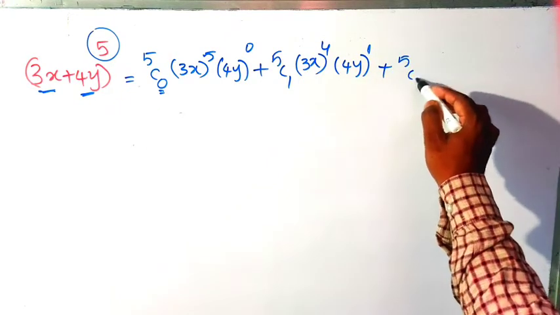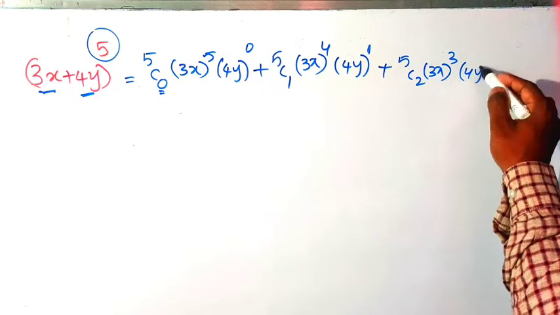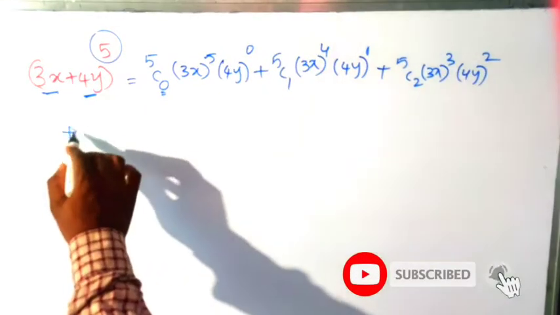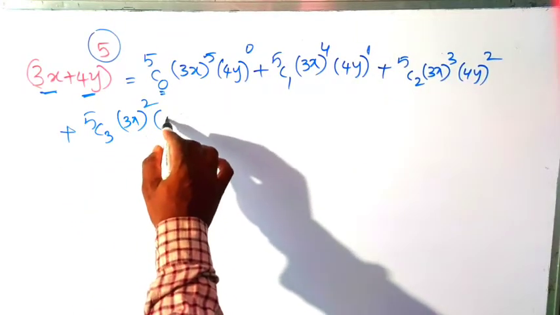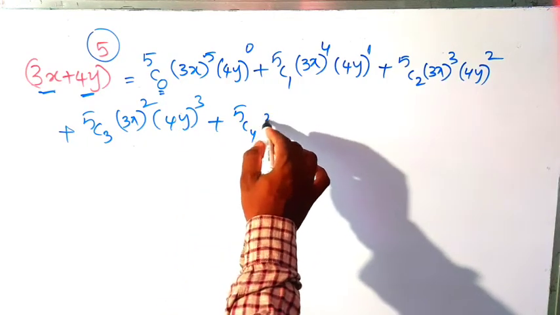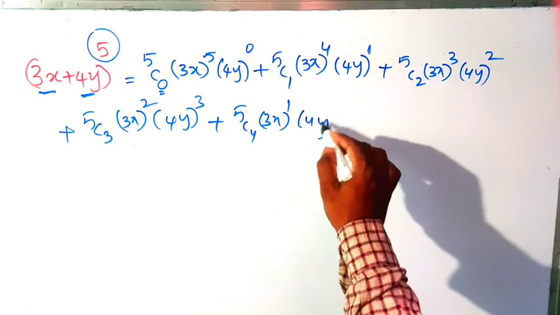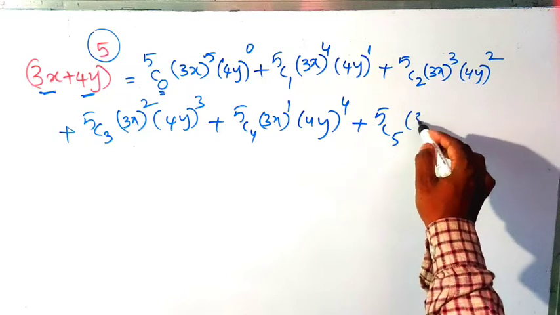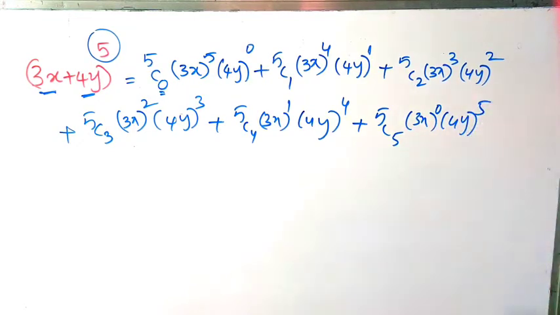5c2, 3x whole power of 5 minus 2, 3, and 4y whole power of 2. 5c3, 3x whole power of 5 minus 3, 2, and 4y whole power of 3. 5c4, 3x whole power of 5 minus 4 is nothing but 1, and 4y whole power of 4. 5c5, 3x whole power of 5 minus 5, 0, and 4y whole power of 5.